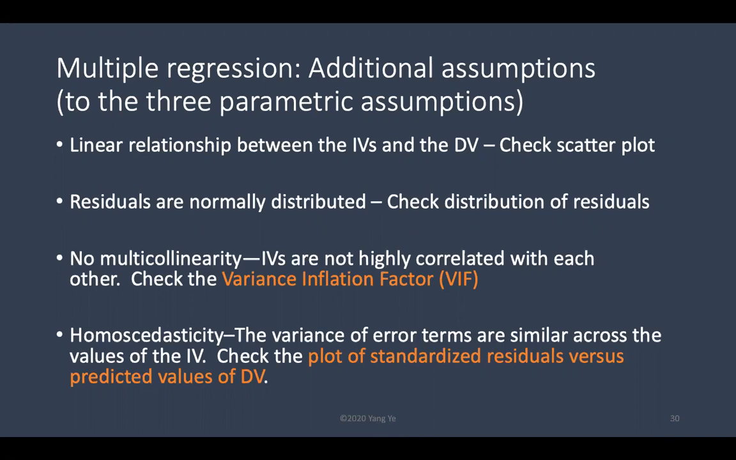Normal distribution. Anyway, for multiple regression, you need some additional assumptions. First of all, it has to be a linear relationship between the IV and the DV. We've shown that if it's not a linear relationship, then we'll fit a curvilinear model instead of a linear model. This can be easily done by checking the scatter plot, where you plot the x against the y, independent variable against the dependent variable.